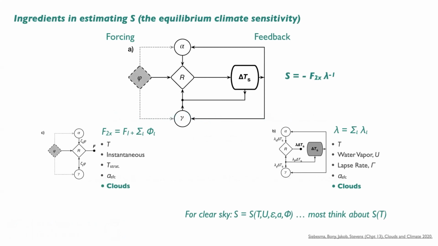So the way we're going to go about this is this normal wiring diagram approach, where we break the puzzle into two big pieces, forcing and feedback. And the forcing we break into many more pieces: the stuff that depends on tropospheric temperature, stratospheric adjustment, instantaneous forcing, surface adjustment, clouds. And we play the same game with feedbacks.